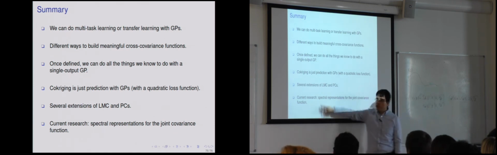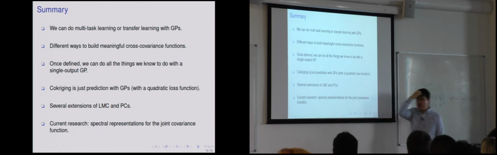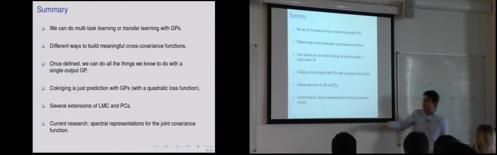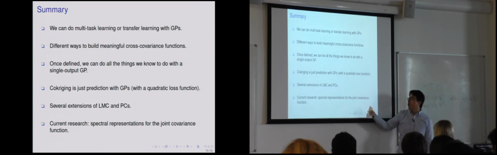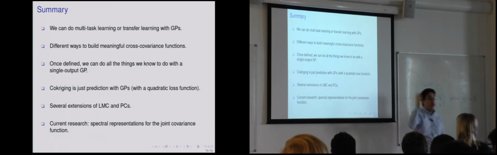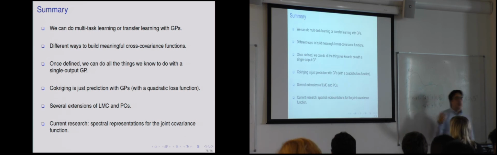And this is current research, people still work on this. Obviously, how to define cross-covariance functions. There's just a recent paper that is going to appear in December, where they work with the spectral representations of these process convolutions.